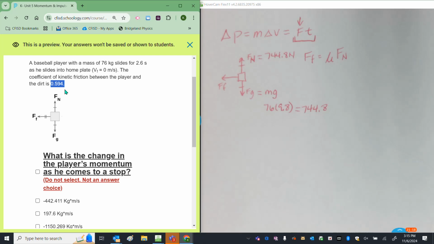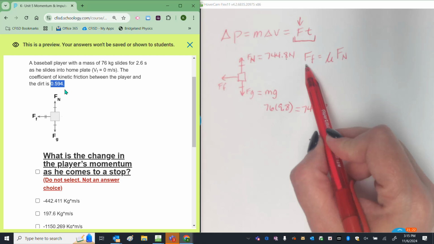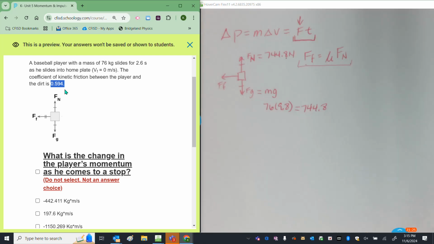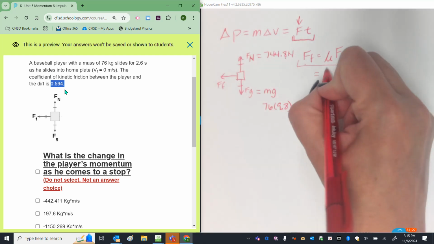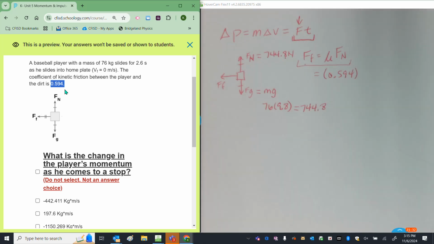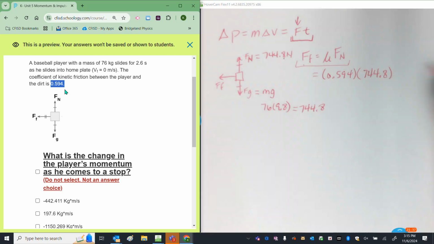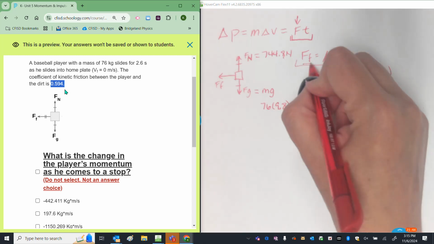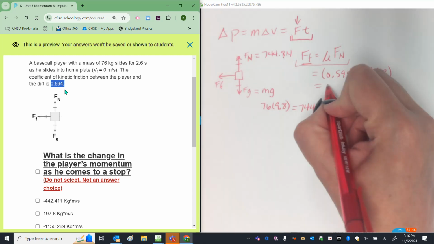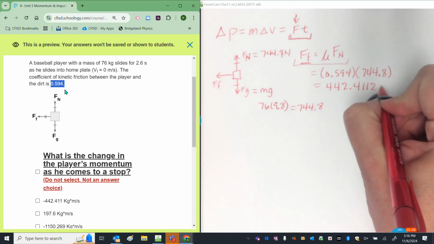All right, so now I have Fn. I have mu, it's in the question. I can find Ff. So now we're going to use this equation, and we're going to say that it's equal to, mu was 0.594. It's highlighted on my screen. Fn is 744.8. And if we multiply those two things together, it gives us our force of friction, which is going to be equal to 442.4112 newtons.